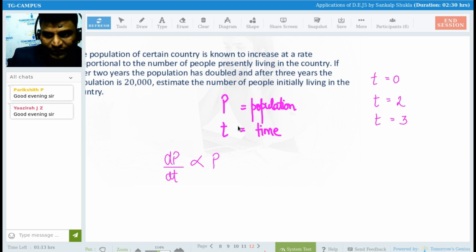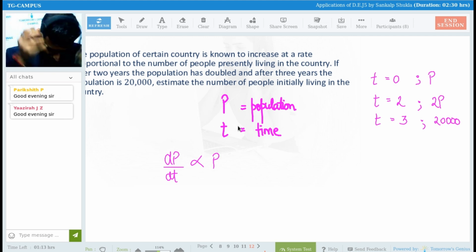At T equals 0, let's suppose we take the initial population as P. After T equals 2 years, it is 2P because it is doubled. And after 3 years, it is 20,000. So in this entire question, 3 particular solutions are given to us. Try to solve it now.